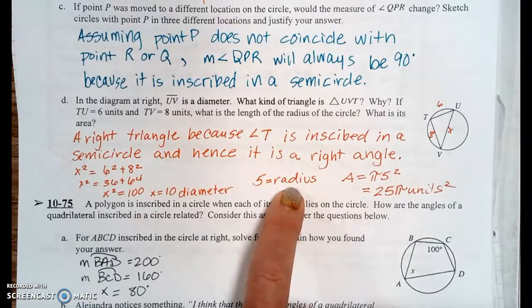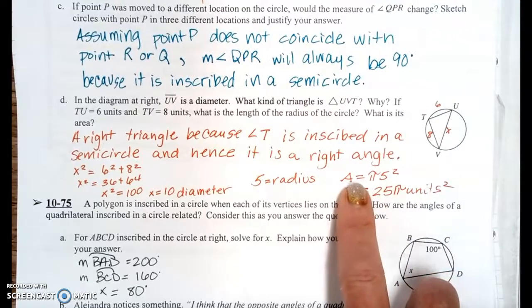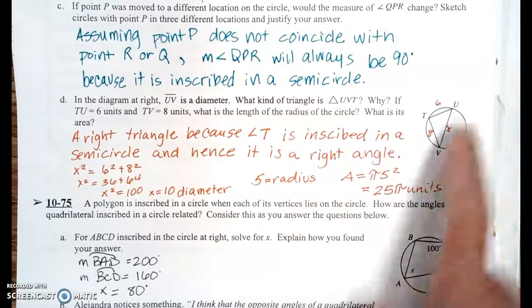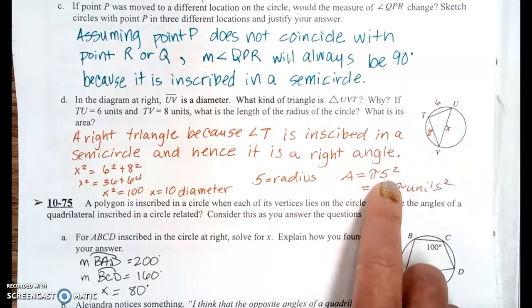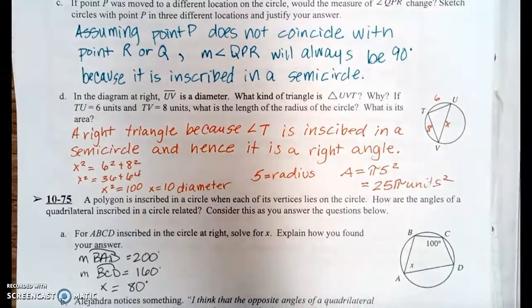And then they want the area of the circle. So we're going to do pi r squared. So pi times the radius of 5 squared. 5 squared is 25, so it's 25 pi units squared.